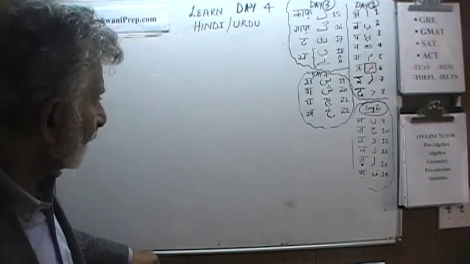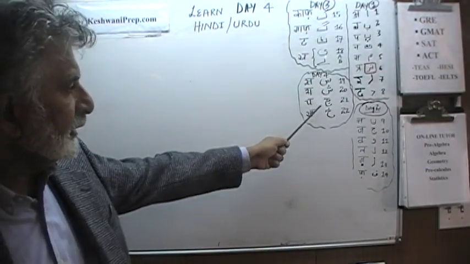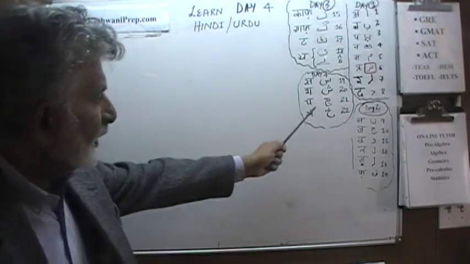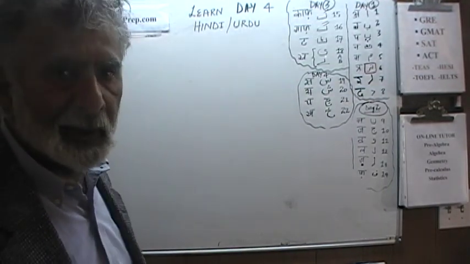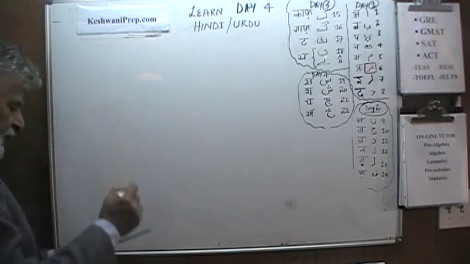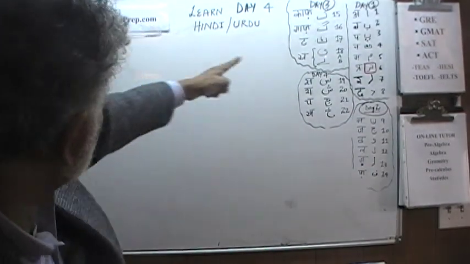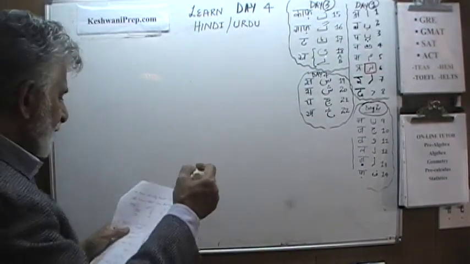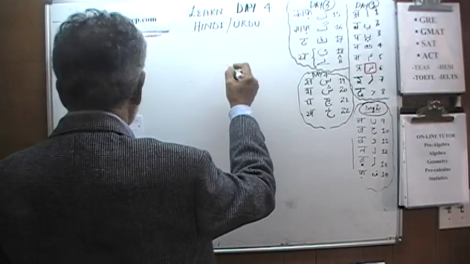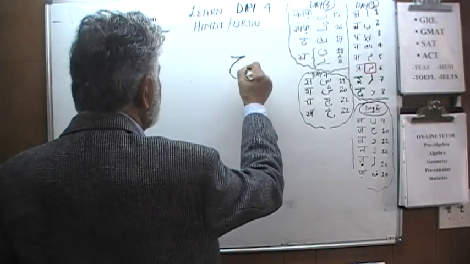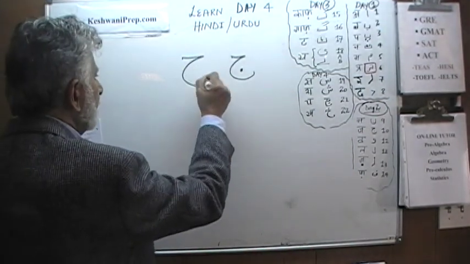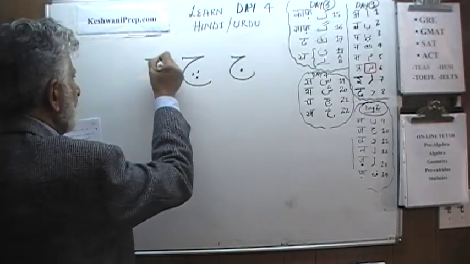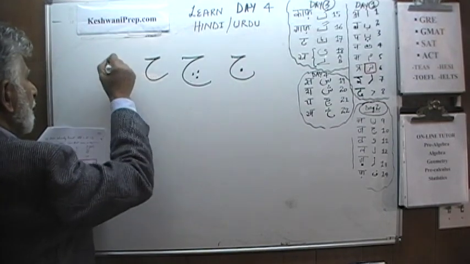Let's learn the next two letters. Before we talk about these two letters, I want to talk about four letters that come in sequence, one after the other. Instead of writing it from this way and that way, I'm going to write it the way it's supposed to be written in Urdu, from right to left. So we have Jim, Che, He, and Khe.